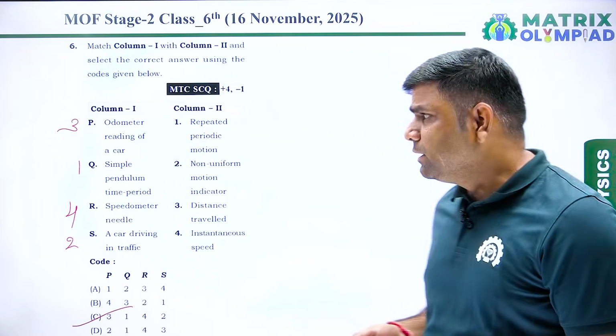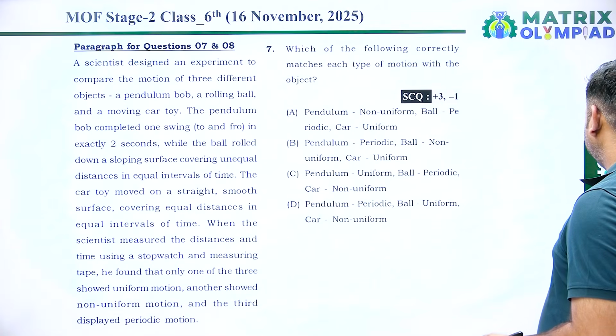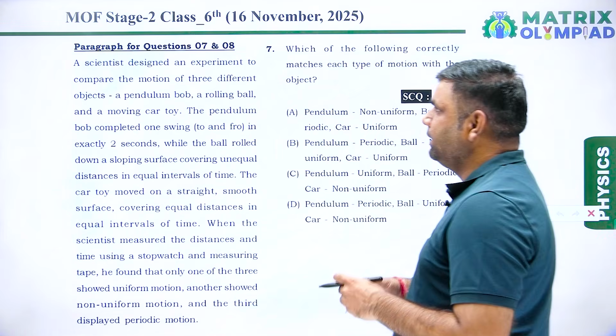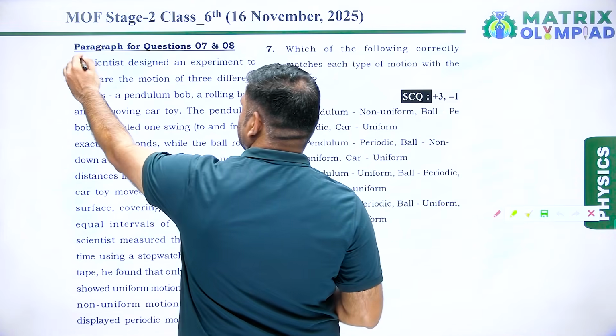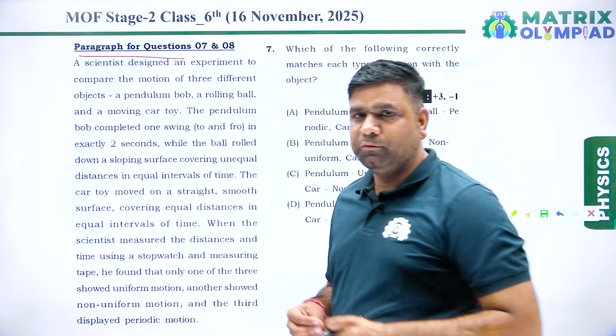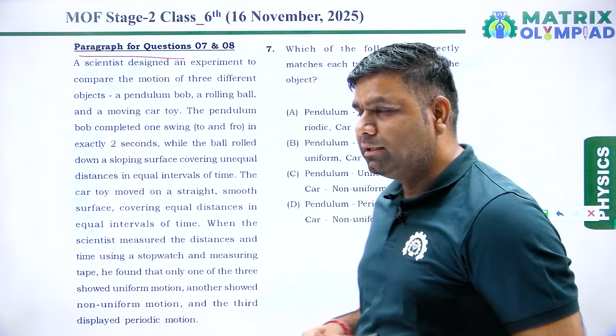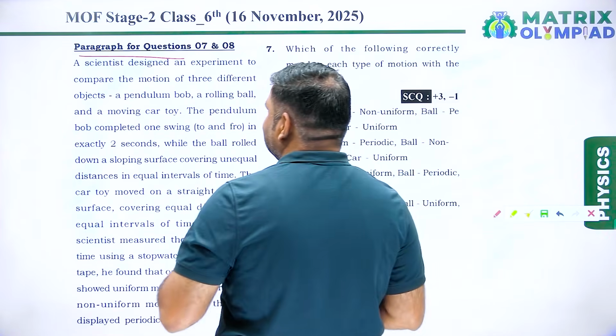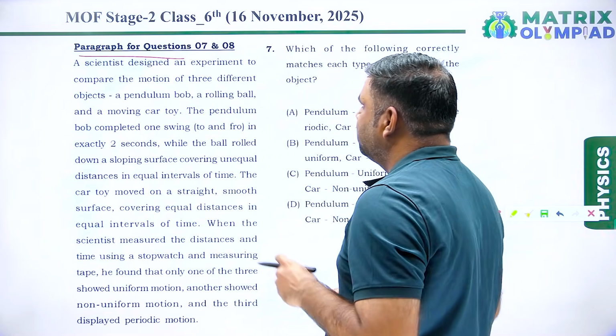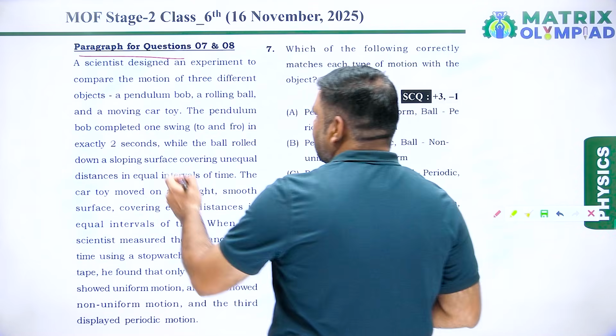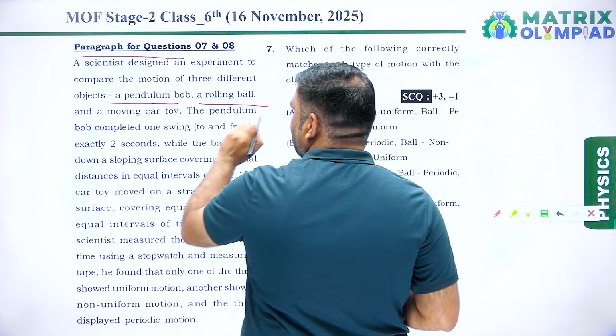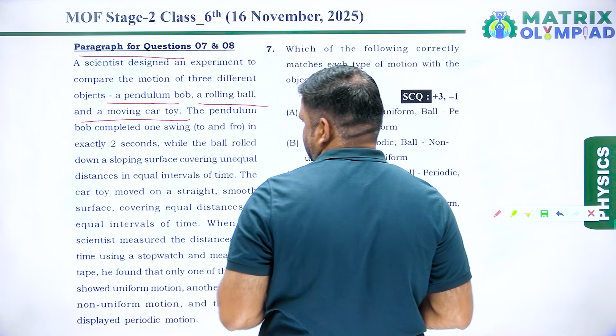Let's move to the next one, that is question number 7 and 8, because they are based on the same paragraph. So for question number 7, let's start the paragraph. The paragraph is: a scientist designed an experiment to compare the motion of 3 different objects: a pendulum bob, a rolling ball, and a moving car.